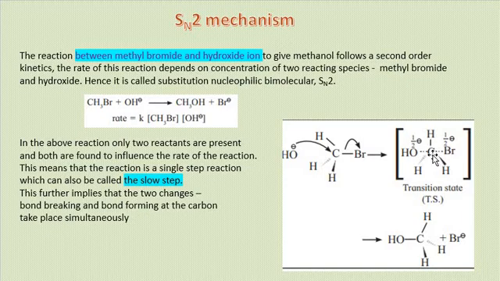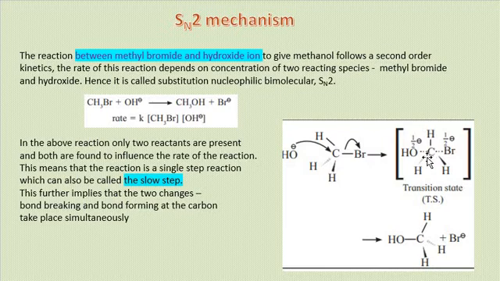In this condition, the carbon is pentacoordinate, having 3 sigma bonds with 3 hydrogen atoms, and they are in one plane with a bond angle of 120 degrees with each other, and 2 partial covalent bonds with the nucleophile and leaving group along the line perpendicular to this plane.